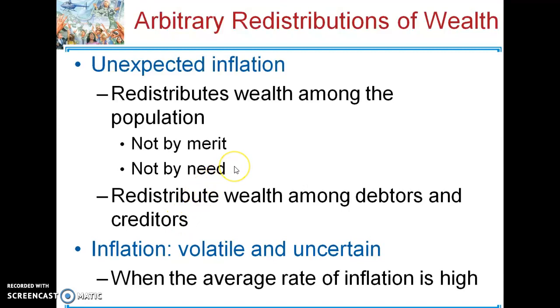Now let's say you make that loan, and the inflation rate turns out to be unexpectedly high. It turns out not to be 2%. Let's say it turns out to be 5%. So you lent money out at a nominal rate of 5%, the inflation rate turns out to be 5%, and your real return as a creditor is 0.